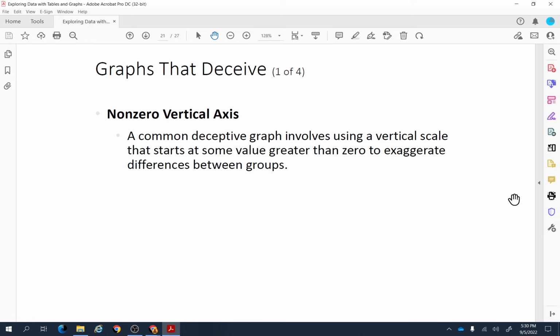Sometimes we use data which might give us fake or not right information. Just by looking at the graph, we don't get the correct information. So one of them is a non-zero vertical axis, meaning we try to draw a bar, and instead of starting at the 0 level, we start at some higher level. So that's one of the common deceptive graphs, which involves using a vertical scale that starts at some value greater than 0.